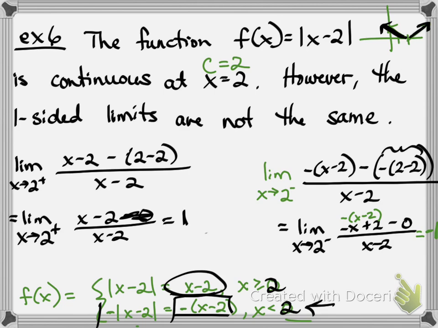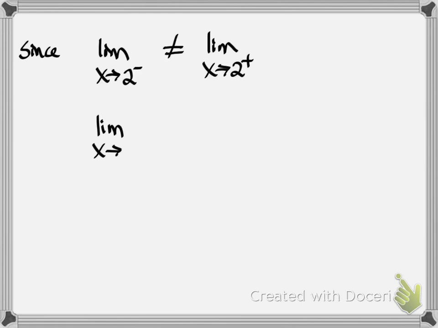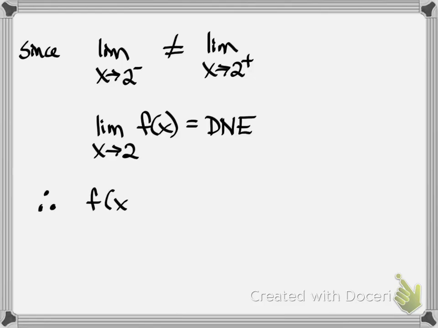So the one-sided limits are not the same. If you get a different value from the left and from the right, the limit doesn't exist. So since the limit doesn't exist, it's not differentiable. Since the limit as x approaches 2 from the left is not equal to the limit as x approaches 2 from the right, the limit as x approaches 2 does not exist. Therefore, f of x is not differentiable.